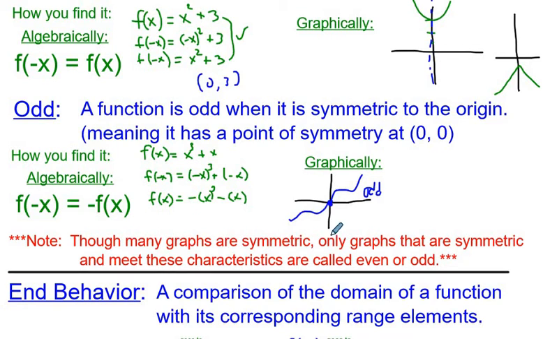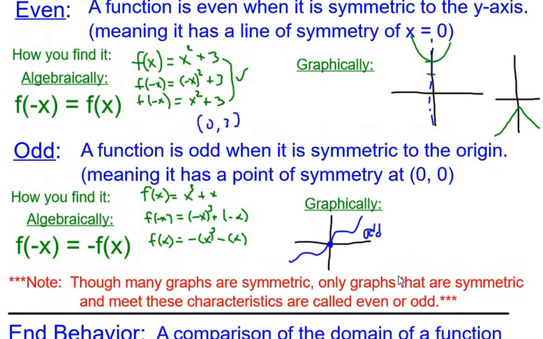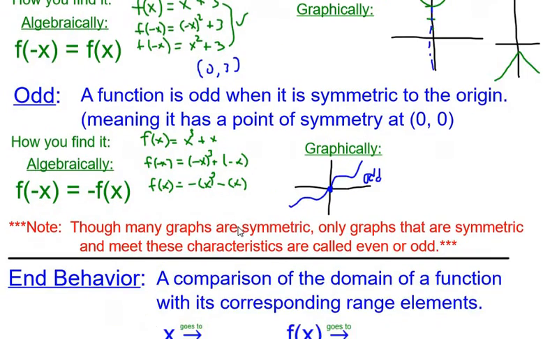Though many graphs are symmetric, only graphs that are symmetric and meet these characteristics are called even or odd. So you can have symmetric graphs, right? You could have a graph that's perfectly symmetric, a perfect circle. But is this graph symmetric to the y-axis or the origin? No, it's symmetric to this point over here, which is irrelevant. They have to be symmetric to either the origin, odd, or the line x equals 0, the y-axis.